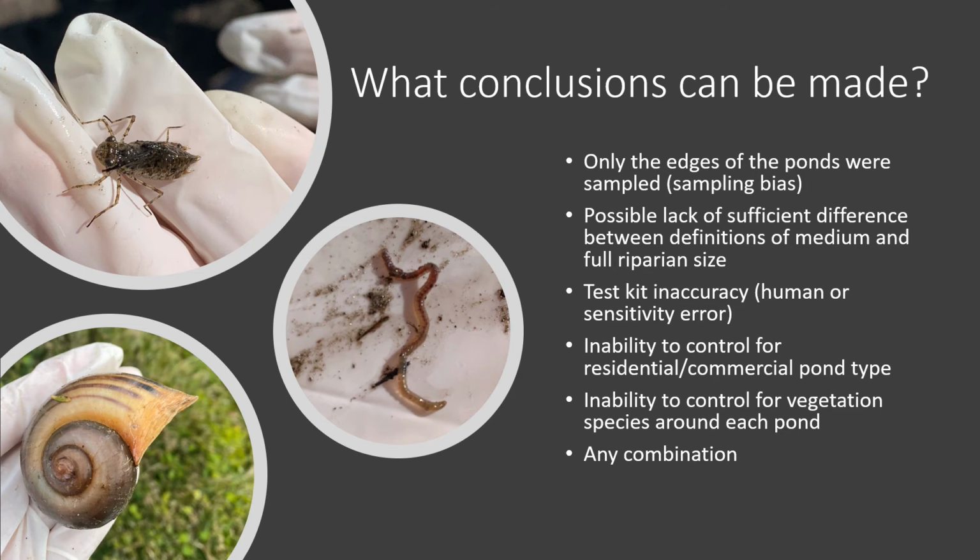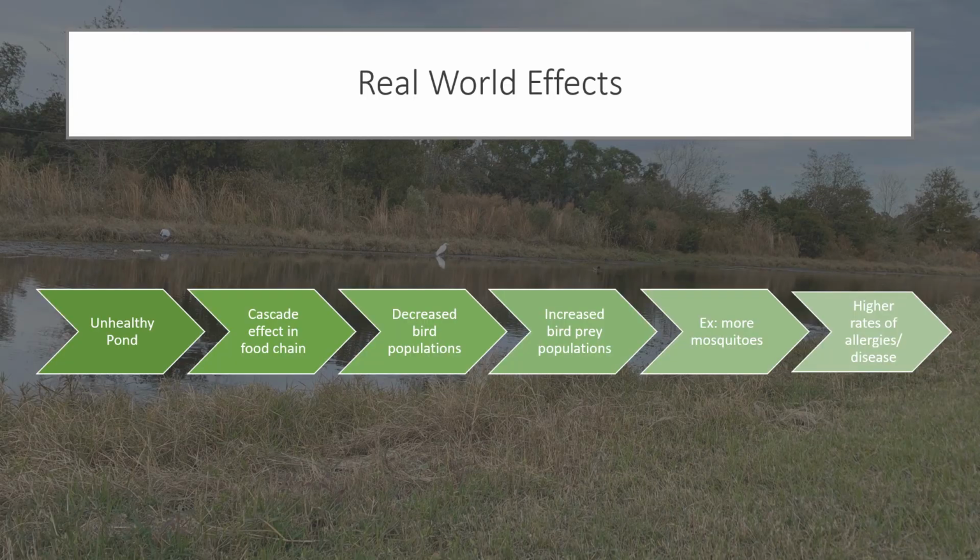These discrepancies could have been affected by several factors. Only the edges of the ponds were sampled with the dip net due to a lack of resources to safely test the middle of the ponds, so the results cannot be generalized to the whole pond, as there may have been many organisms overlooked. The levels defined as medium and full riparian in this research may not have been sufficient to have a measurable effect on water health. The test kits may not have been accurate enough for gathering necessary information. There may have been a combination of these factors as well as other factors not detailed here.